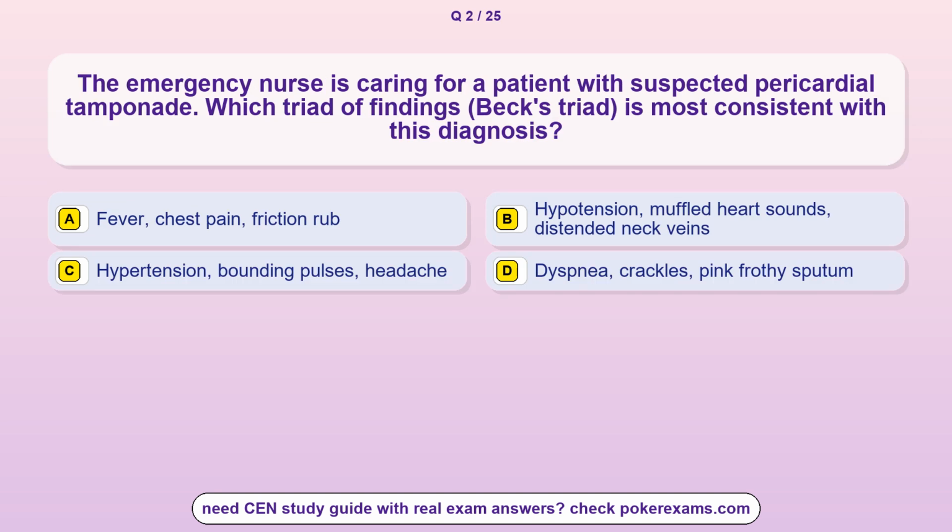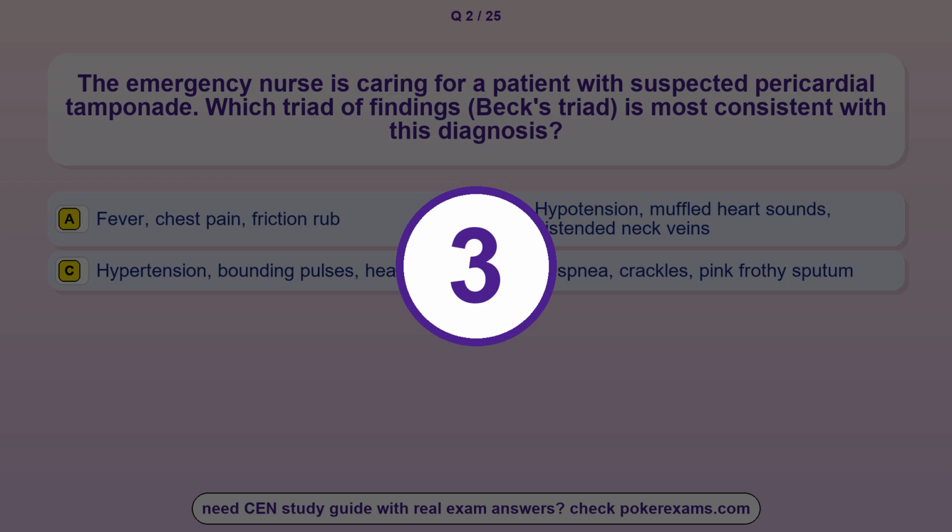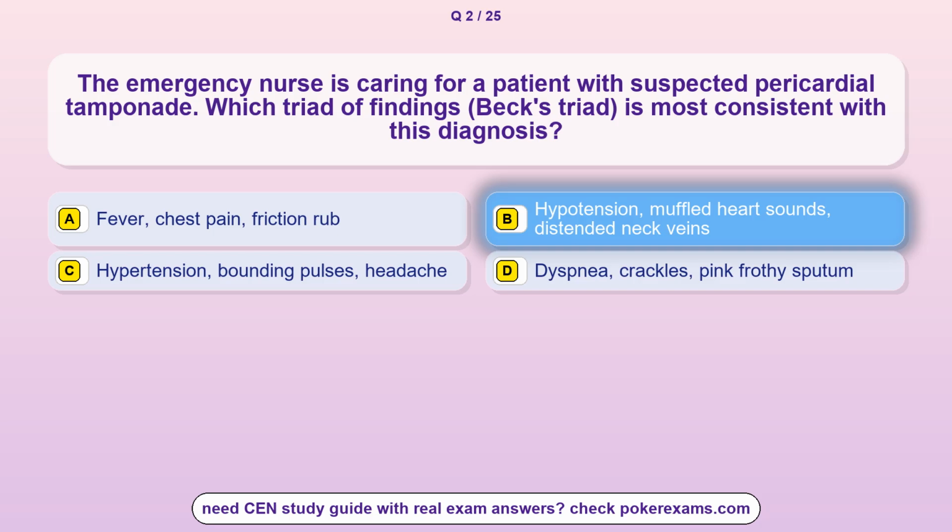Question 2. The emergency nurse is caring for a patient with suspected pericardial tamponade. Which triad of findings, Beck's triad, is most consistent with this diagnosis? Option A, fever, chest pain, friction rub. Option B, hypotension, muffled heart sounds, distended neck veins. Option C, hypertension, bounding pulses, headache. Option D, dyspnea, crackles, pink frothy sputum. The correct answer is option B, hypotension, muffled heart sounds, distended neck veins.